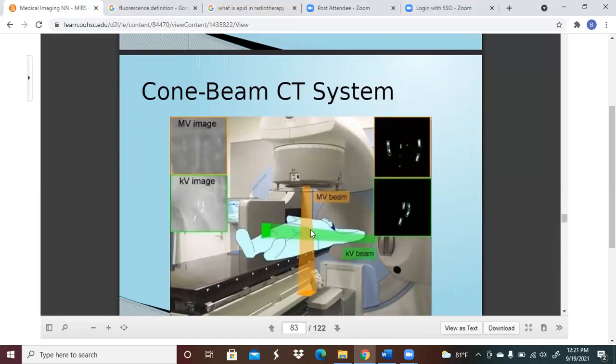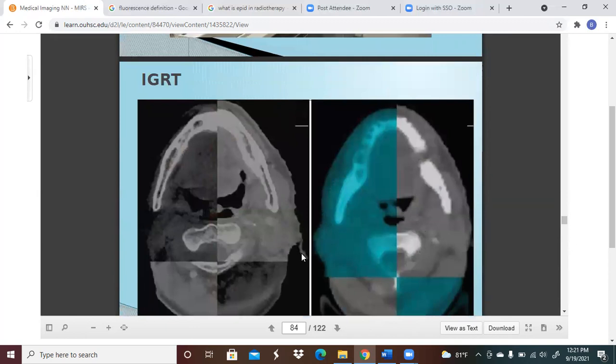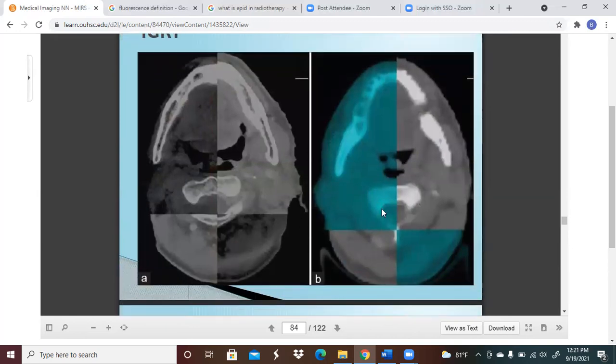So you've got an MV beam here, which can come through and interact with the EPID system. And then you've got the cone beam stuff, which is over here off to the side. So you've got your detector here, and then you've got your kV stuff going on here. And you can see the different types of images that you would get using an MV beam as opposed to a kV beam. With IGRT, you've got image guided radiation therapy where you can line up the patient, you can image them in order to make sure that the patient has not moved or that the tumor has not changed.